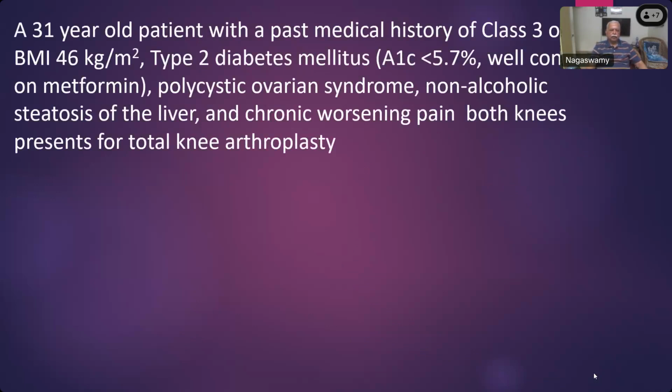So supposing you get a case scenario like this: a 31-year-old female patient with a past medical history of class 3 obesity, the BMI of 46 kg per meter square, type 2 diabetes mellitus with a HbA1c of less than 5.7, well controlled on metformin, polycystic ovarian syndrome, non-alcoholic steatosis of the liver, and chronic worsening pain in both knees. She presents for total knee arthroplasty.